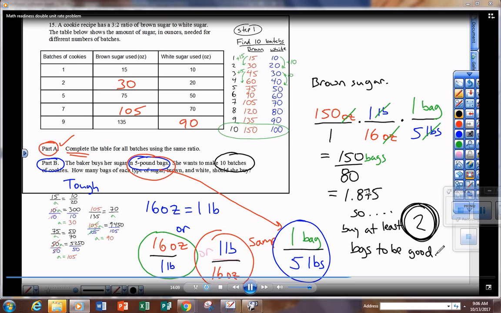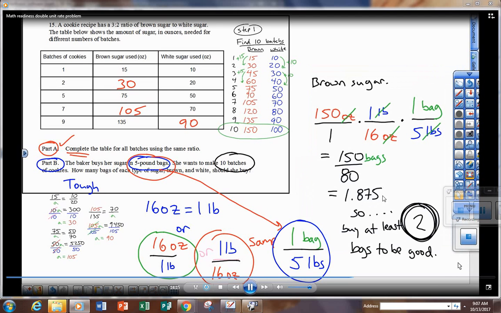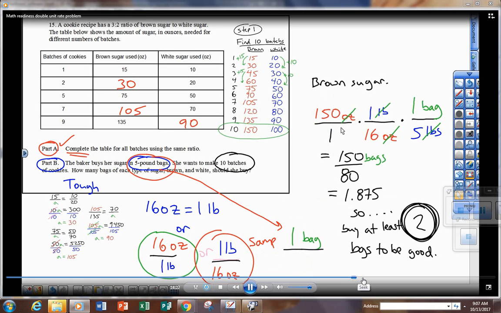Again, I need exactly this many bags, but in the real world, you're not going to be able to buy that part of a bag. You're going to have to buy a whole bag. So 2 whole bags. All right, next, I'm going to do the same for the white sugar.